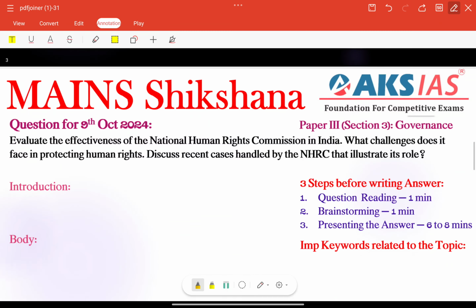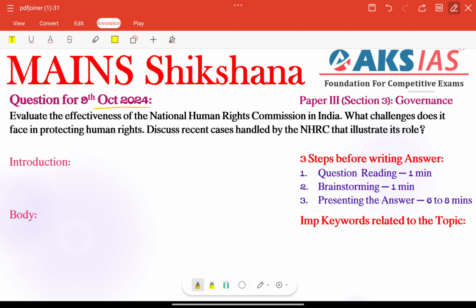Let's take today's question, that is the question for 9th October 2024, paper 3, section 3, governance. Evaluate the effectiveness of the National Human Rights Commission in India. What challenges does it face in protecting human rights? Discuss recent cases handled by the NHRC that illustrate its role.